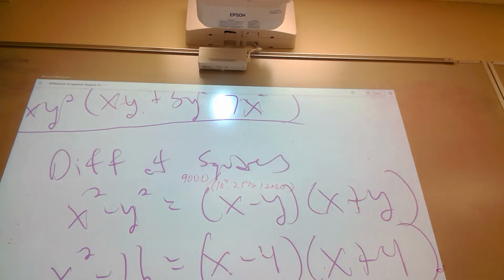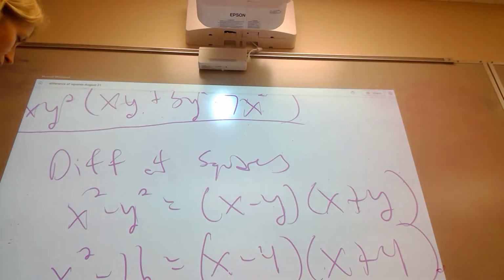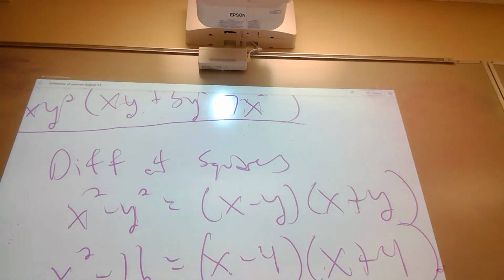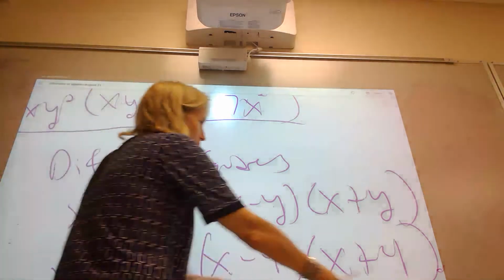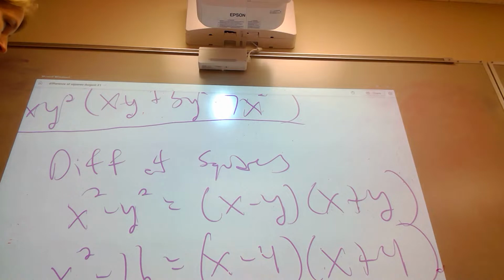Okay, so let's go through the first one. So you take the square root of this one, the square root of that one. So we take the square root, this one is x squared minus 16. The square root of x is x, the square root of 16 is 4. We plug it into the equation. X minus 4 times x plus 4. Everybody understand? It was real basic stuff.